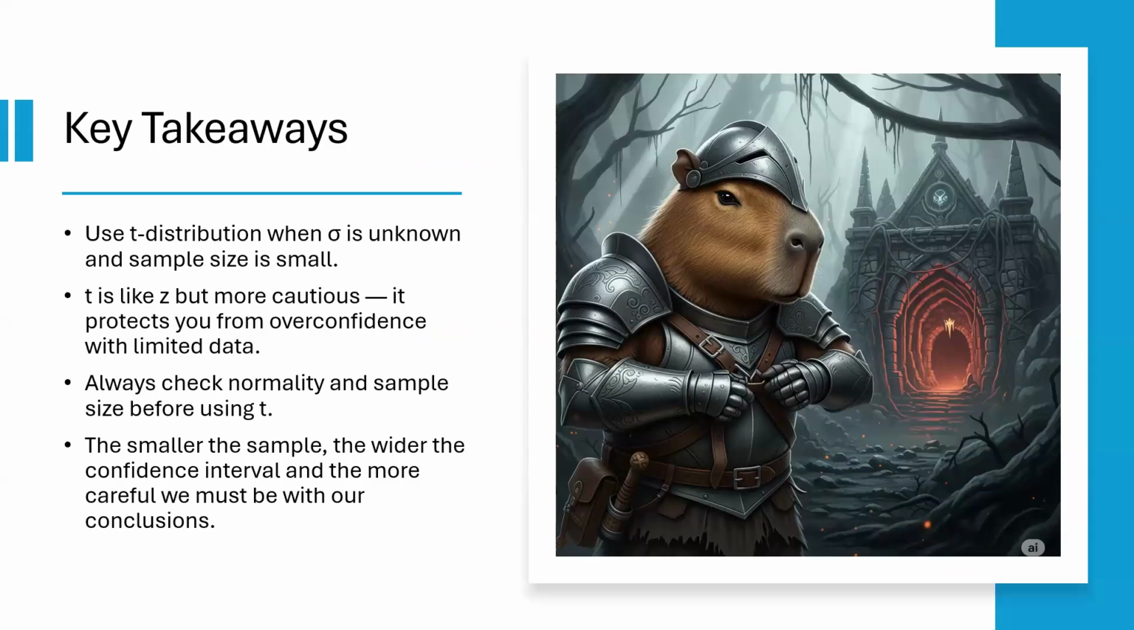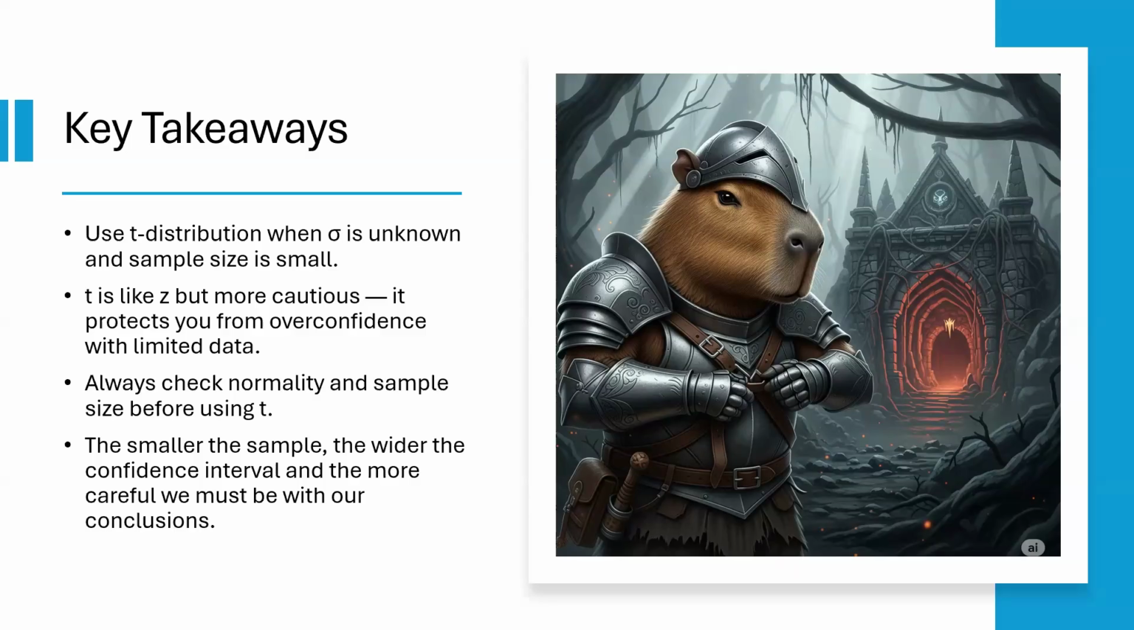Let's wrap up everything we've learned about the student's t-distribution. First and foremost, use the t-distribution when sigma is unknown and your sample size is small. That's the golden rule. If your sample size is under 30 and you don't know the true population standard deviation, the normal distribution just isn't safe. It assumes too much. That's where t comes in. It adjusts for that added uncertainty and keeps your conclusions honest.